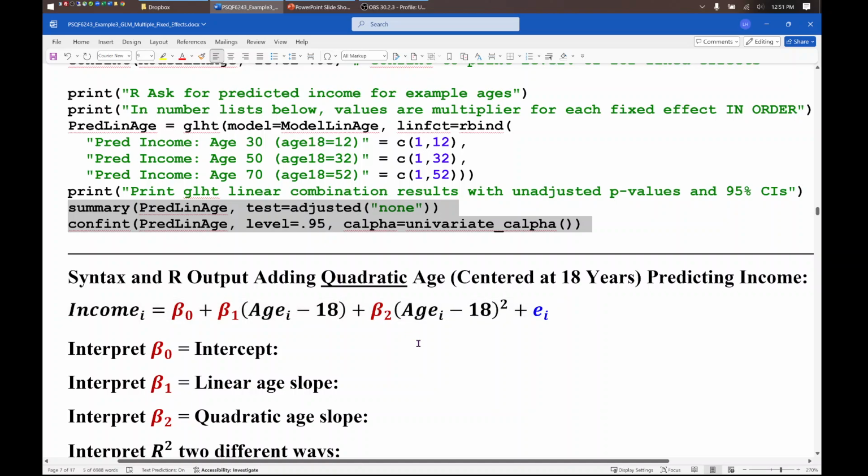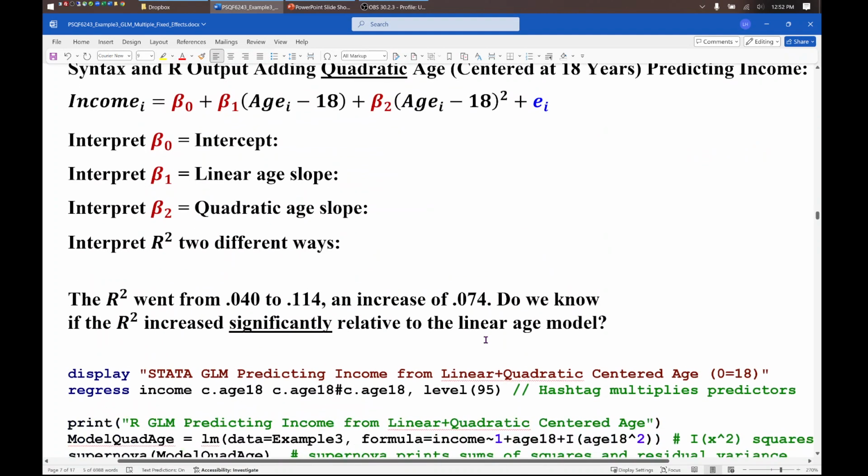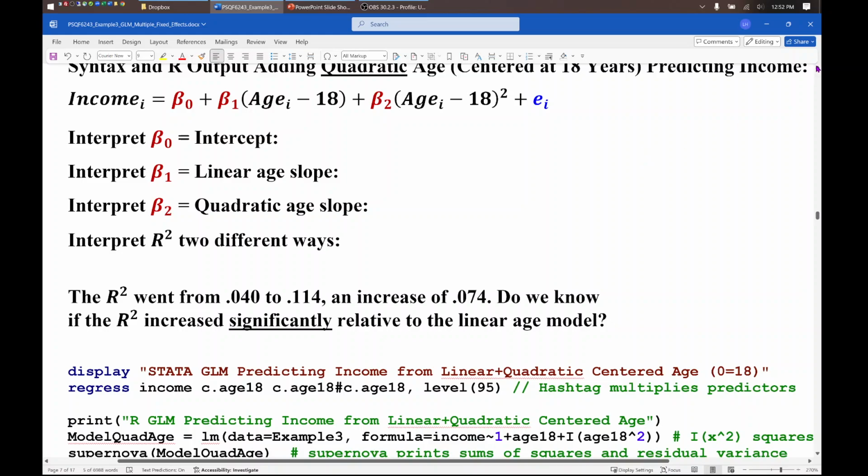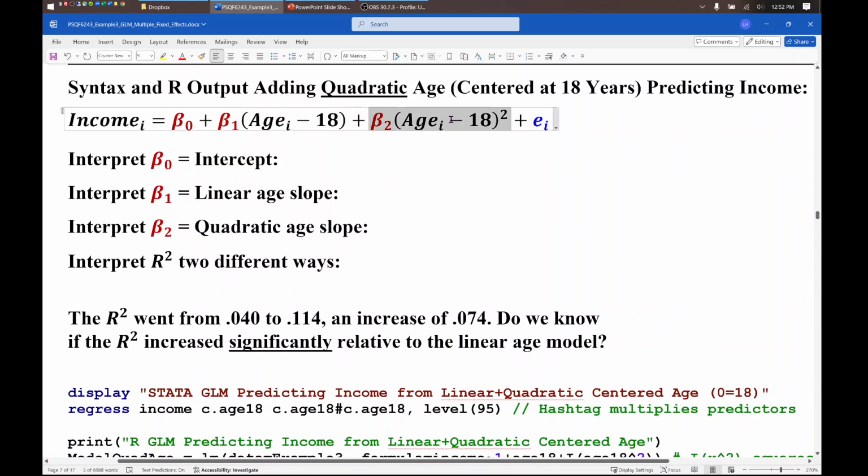So now if we look at quadratic age, I will show you our output for these sorts of models instead. And the addition is that we have added this new term. So beta 2 is now adding a quadratic slope for age because age squared is the predictor that it's multiplying. So beta 1 is the linear slope, beta 2 is the quadratic slope. And I have some questions in here that we can keep in mind as we're going through this.